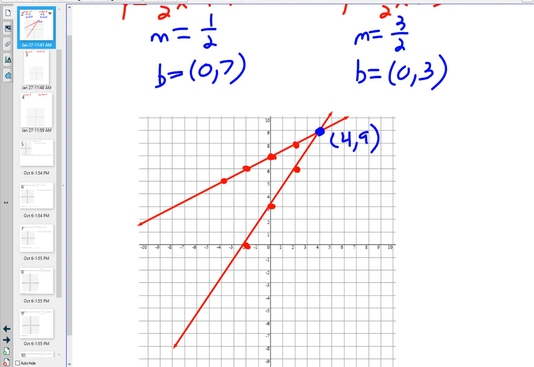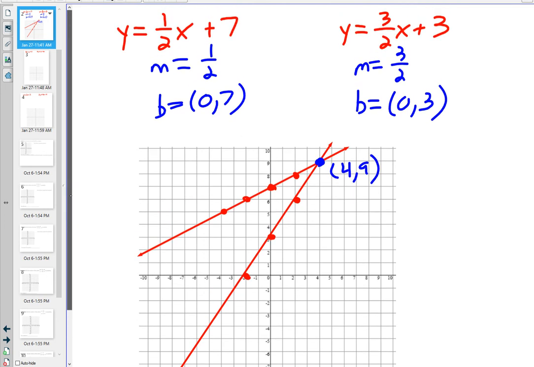If you're ever not sure and you want to check, what this means is that in both of these equations, I should be able to plug in a 4 for x and get a 9 for y. Just for this first example, let's test that out. Jasmine, what's half of 4? 2 plus 7 is 9. Good. Jasmine, what is 4 times 3? Divided by 2? 6. Good. Plus 3? Thanks, Jasmine.